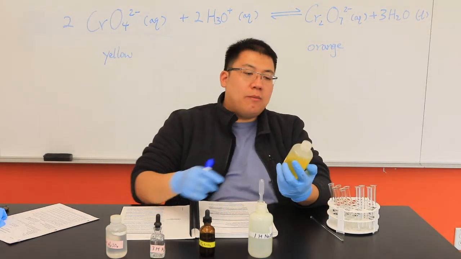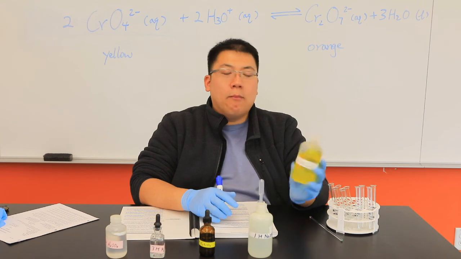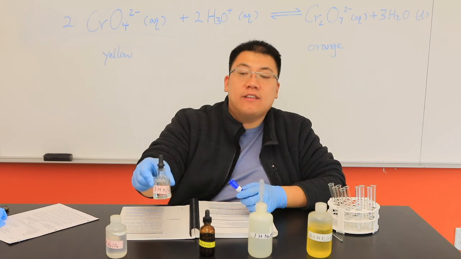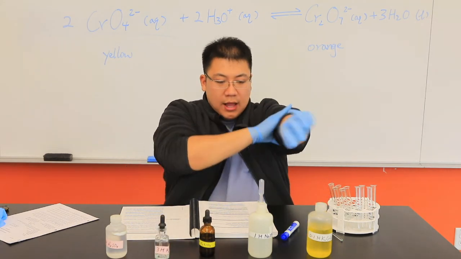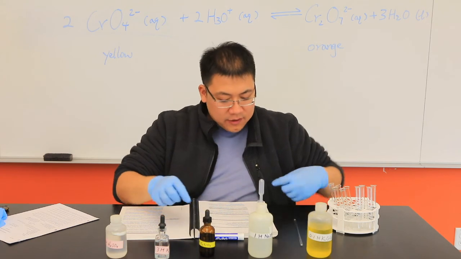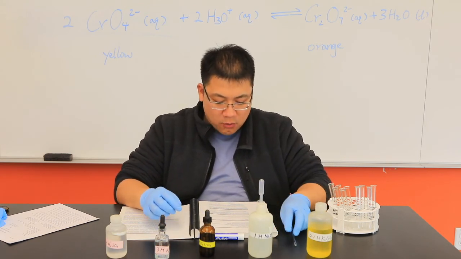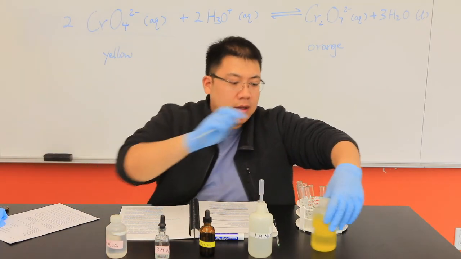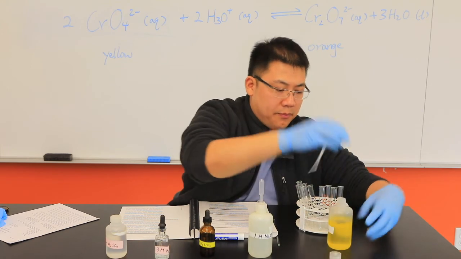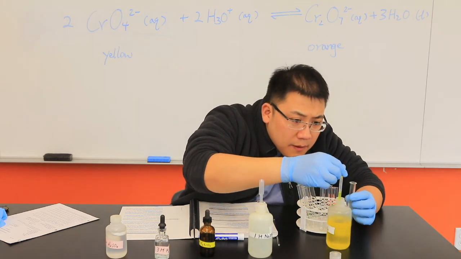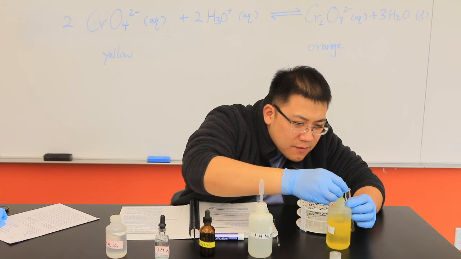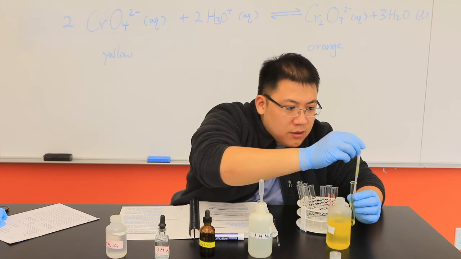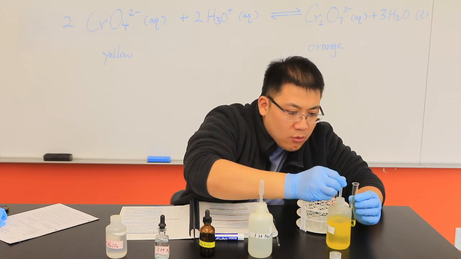The chromate ion is actually from the 0.1 molar potassium chromate, and the acid that we're going to use is sulfuric acid. Okay, so let's look at the procedure. The procedure asks us to measure out 3 milliliters of 0.1 molar K2CrO4, potassium chromate. Let me do that. This is 2 milliliters. Let me get one more.